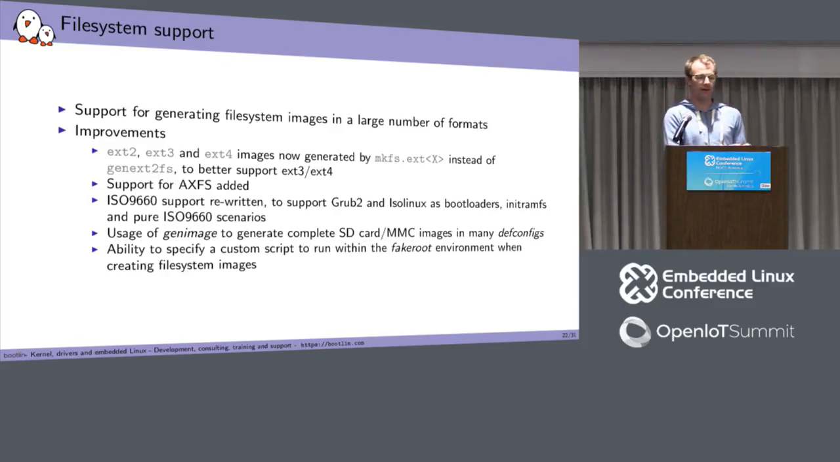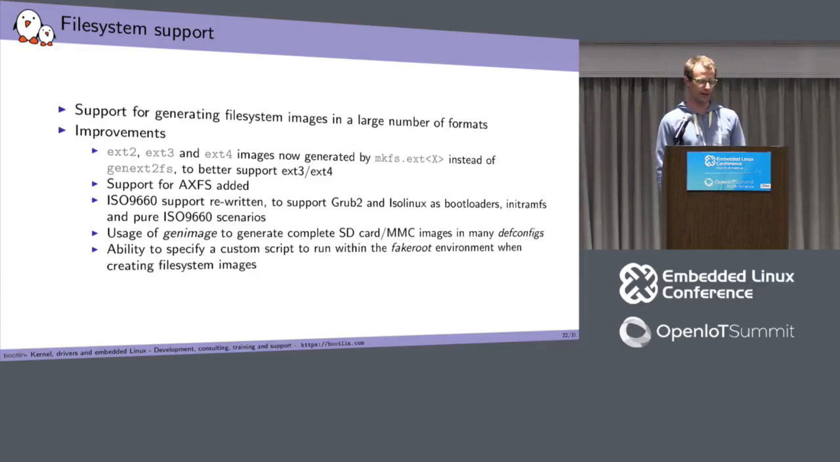On the file system side, there haven't been that many, I would say, major improvements. It's mainly minor improvements here and there. For the ext2/3/4 file system formats, we now use mkfs.ext2/3/4, which has upstream grown the capability of generating file system images and not just an empty file system on an existing block device. Instead of previously genext2fs, which was a little bit limited.